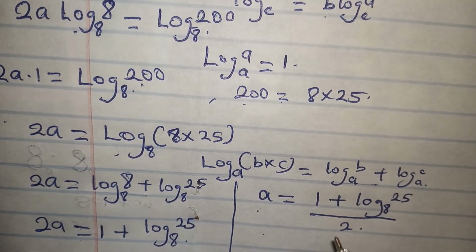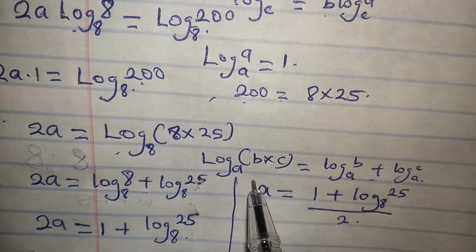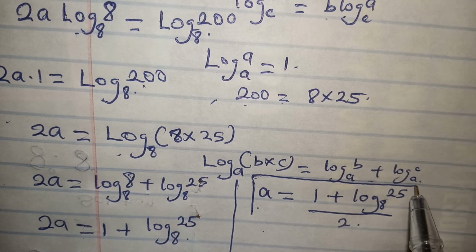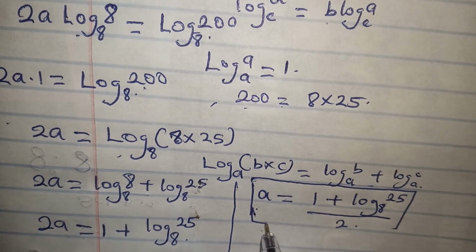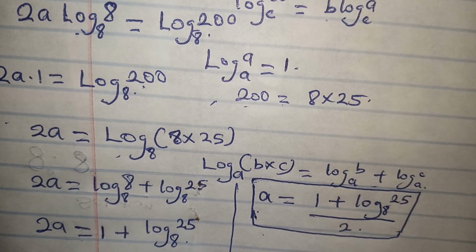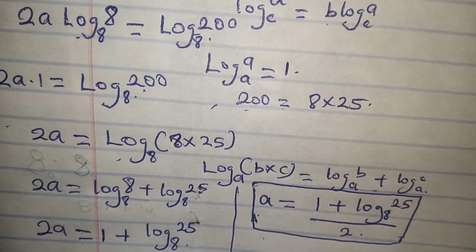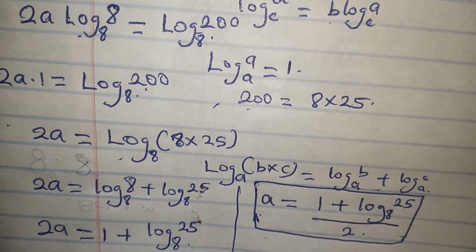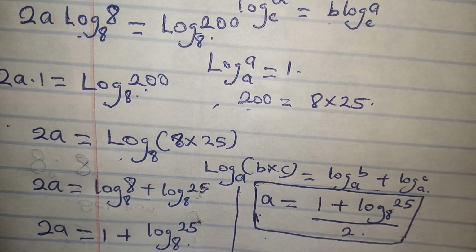So this is our value for a. Okay, this is our value for a. Since we've gotten the value for a, let's substitute these values into our previous equation to see whether it's going to give us 200.